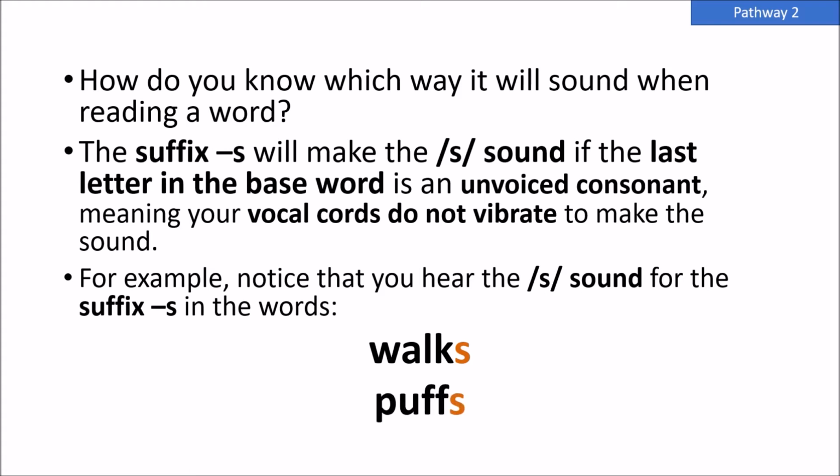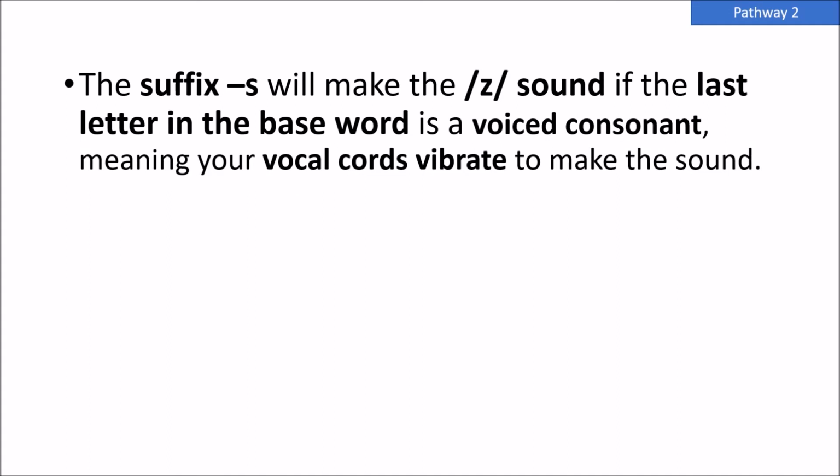In the word walk, the last sound is the k sound. When you produce that sound, your vocal cords do not vibrate, so the suffix s also makes an unvoiced sound, which is the s sound. This is true for puffs as well, because the last sound in puff is f, which is an unvoiced sound. Your vocal cords do not vibrate, and so we have that unvoiced suffix s. S, puffs. The suffix s will make the z sound if the last letter in the base word is a voiced consonant, meaning your vocal cords vibrate to make the sound.